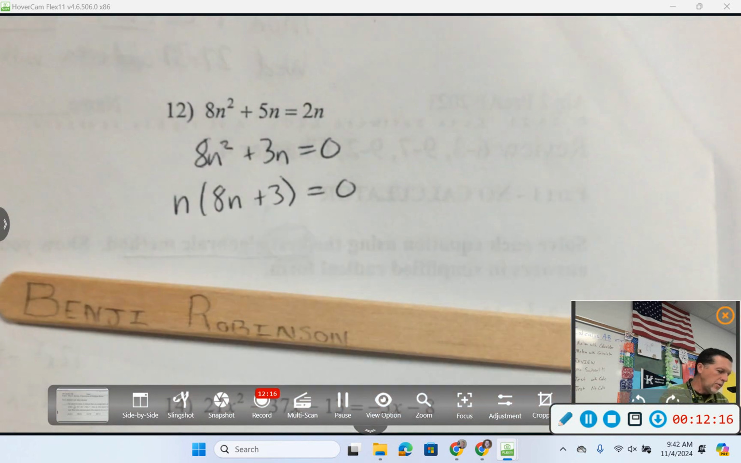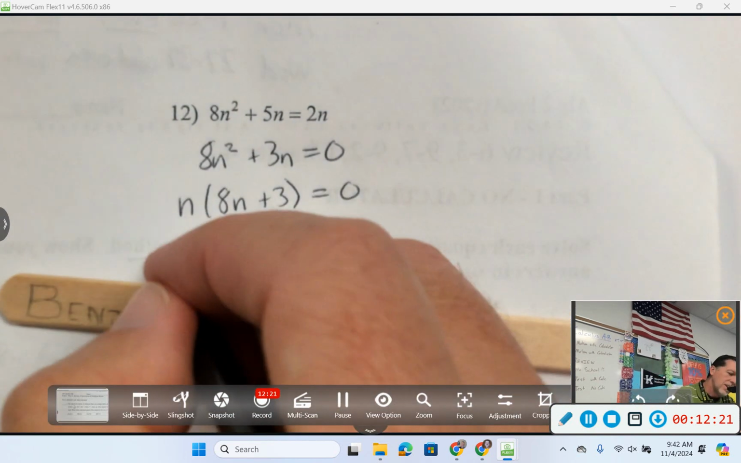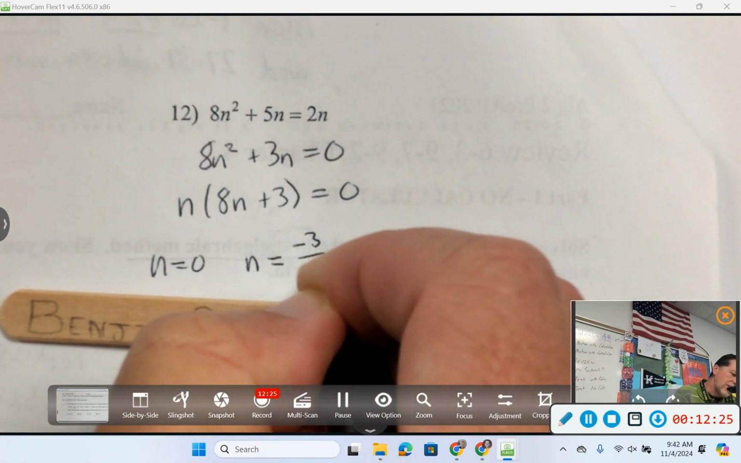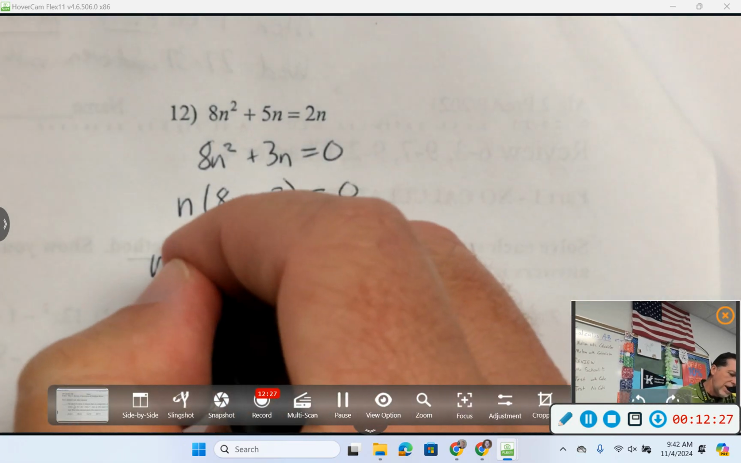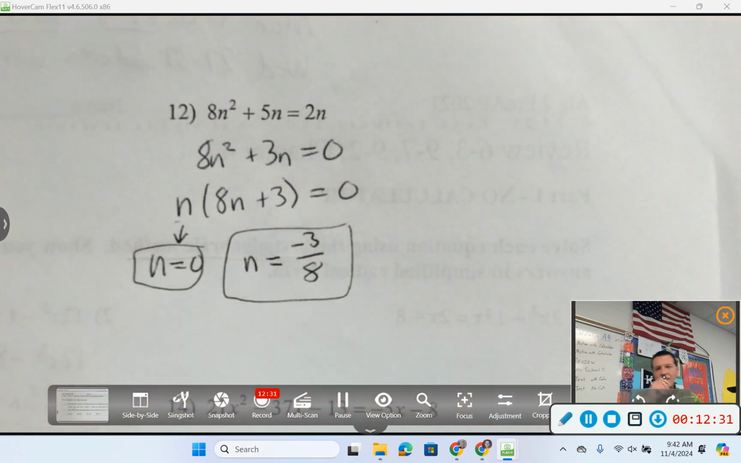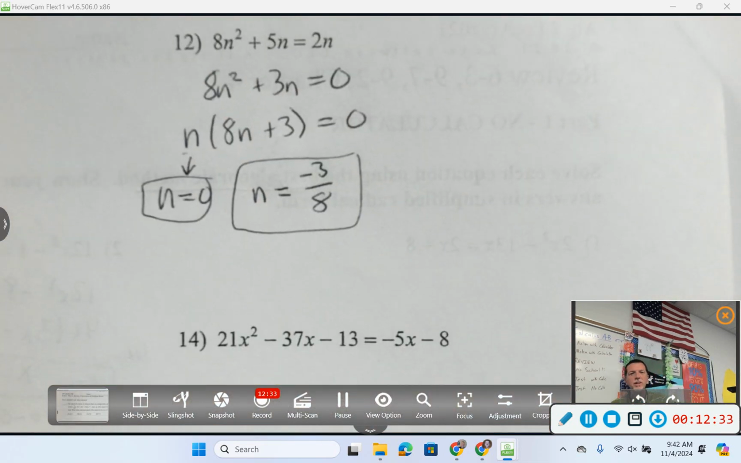So, Benji, what would my solutions be? n equals 0, and then negative 3 over 8. Very nice. Again, that n equals 0 is what some people leave out, I guess because it doesn't look like the other type of solution, but it's still an answer.